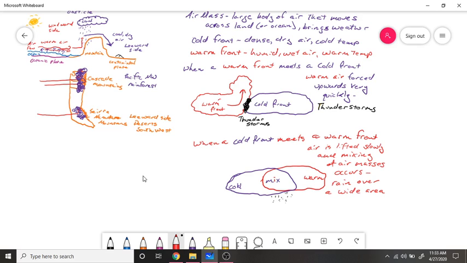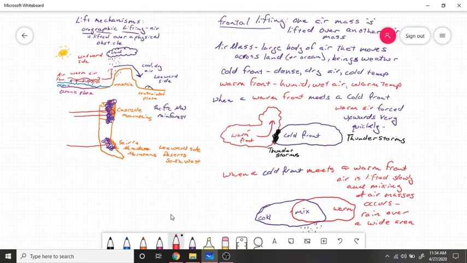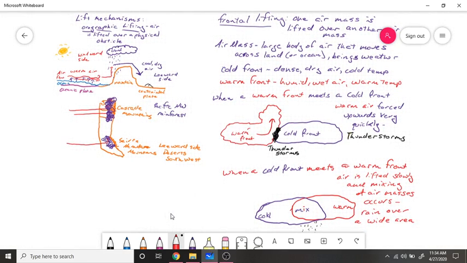Tomorrow I'm going to be talking about wind specifically and how it moves, high pressure and low pressure. And then we will be talking a little bit more about weather and what is happening.